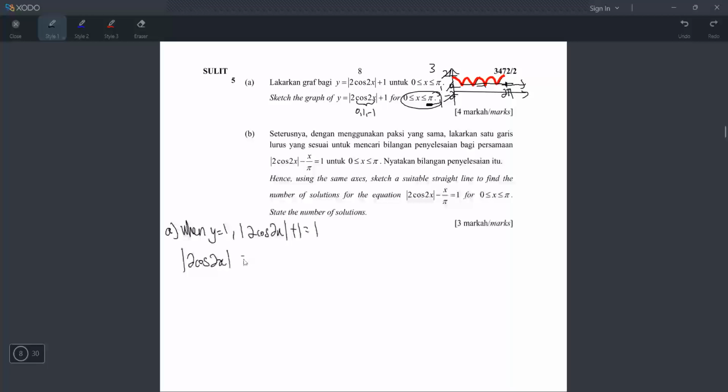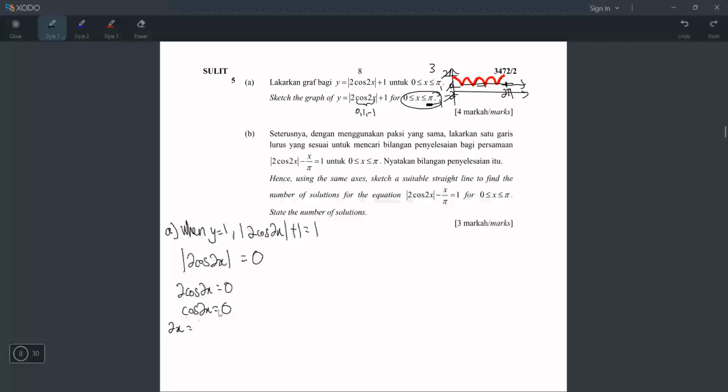So modulus 2 cos 2x, I'll pindah the plus 1 to become -1. 1 minus 1 is 0. Now pindah the modulus. But when you pindah modulus, there should be 2 answers, one positive, one negative. But for 0, there's no negative. -0 is still 0. That's why you can just ignore the modulus. So now you get cos 2x equals to 0 divide 2, which is 0.